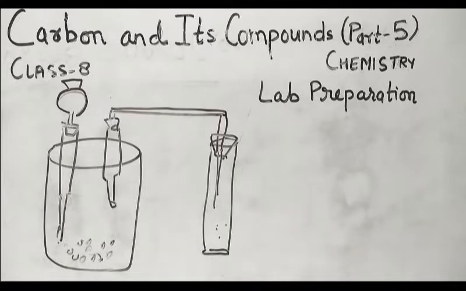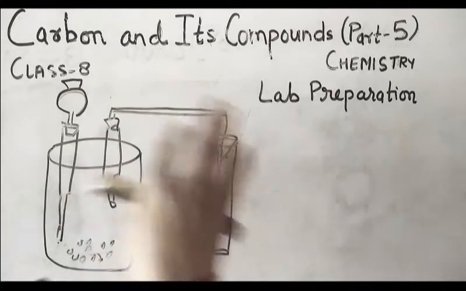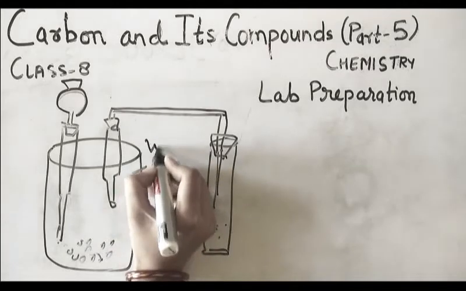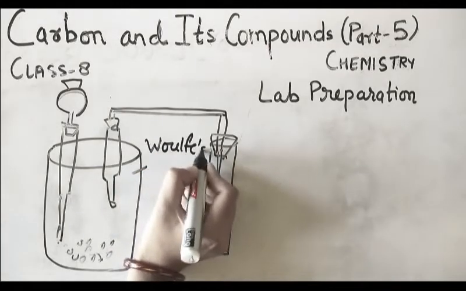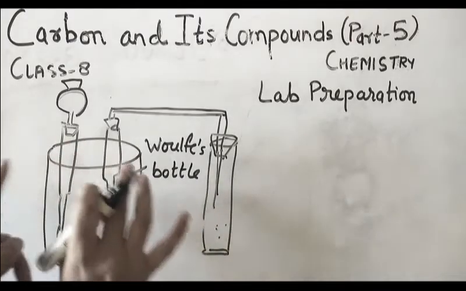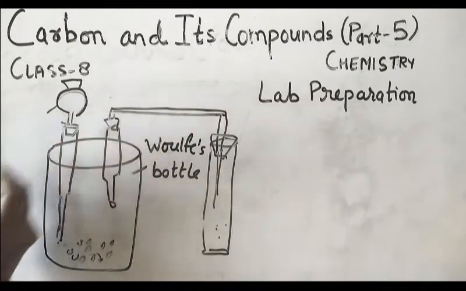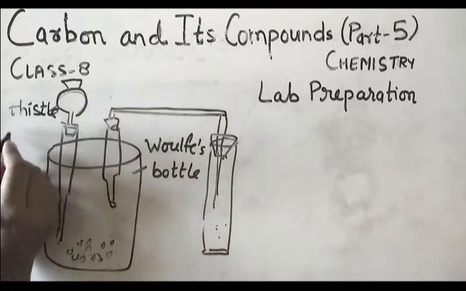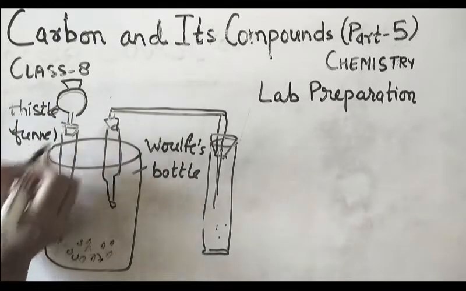For the laboratory preparation of carbon dioxide, this type of setup will be there. In this setup, the round flask-like vessel is known as the Wolff's bottle. It is a double mouth bottle, with two mouths. This funnel is known as the Thistle funnel.